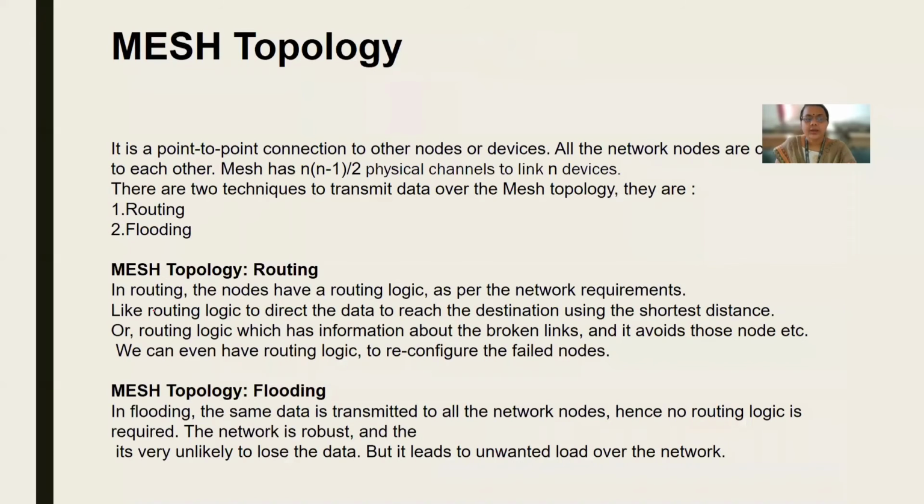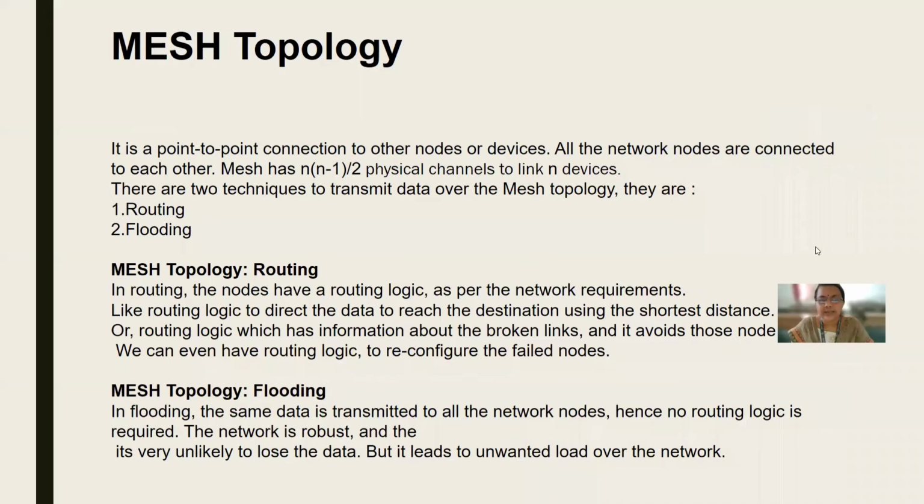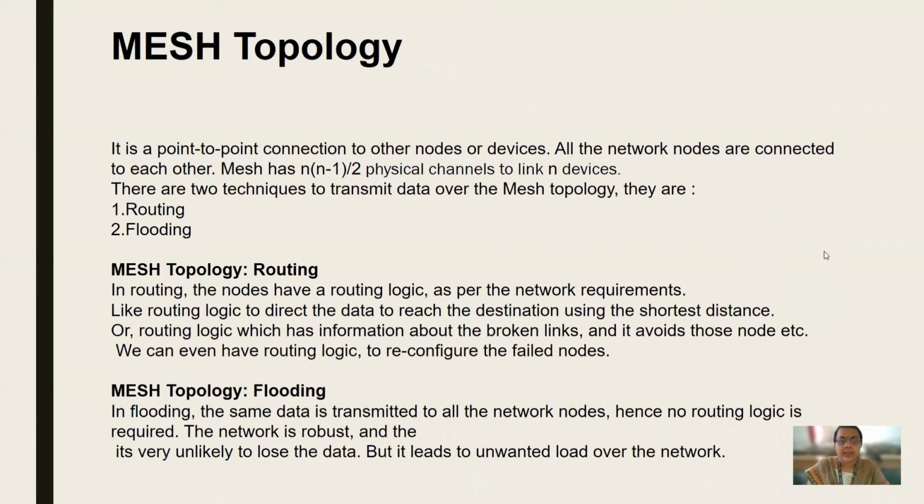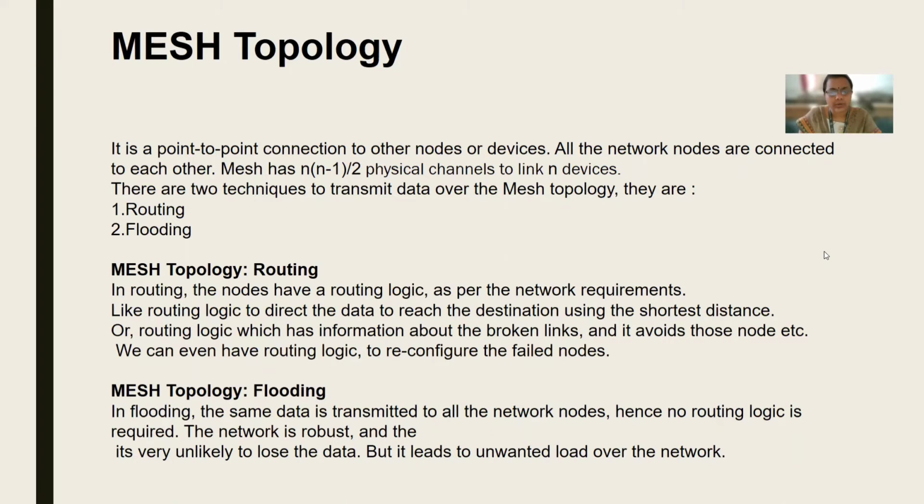That is a mesh. Without any hub, when nodes are directly connected, it is called the mesh network topology. It is a point-to-point connection to other nodes or devices. All the network's nodes are connected to each other, and a mesh has n into (n minus 1) by 2 physical channels to link n devices. There are two techniques to transmit data over the mesh topology: routing and flooding.